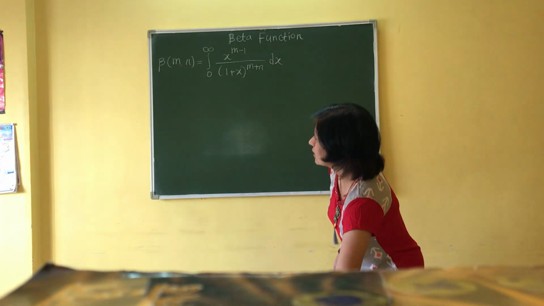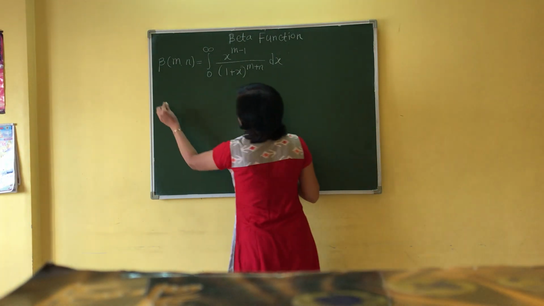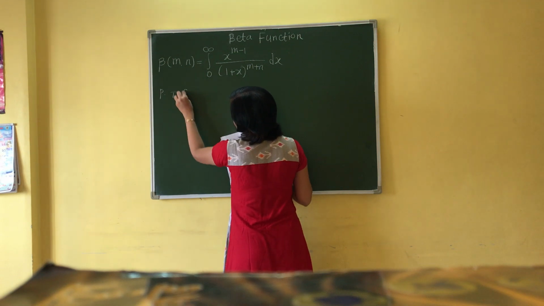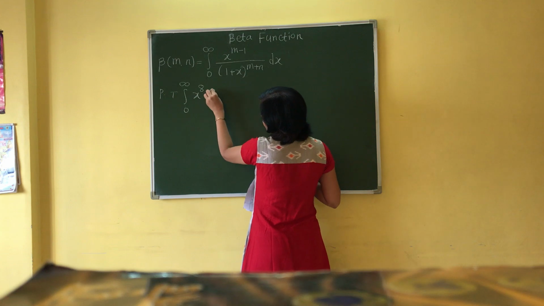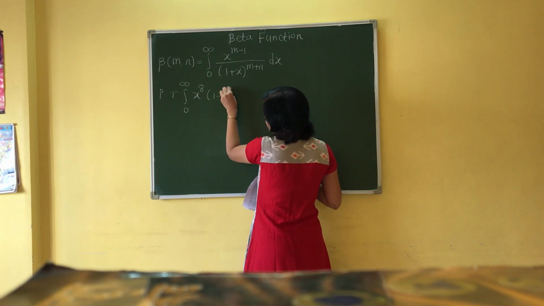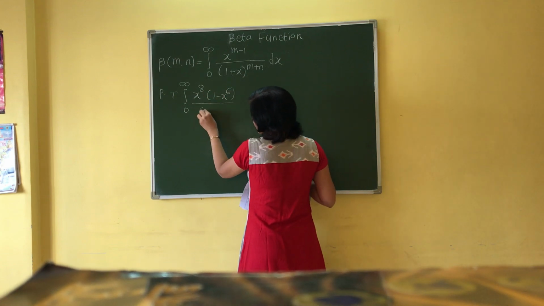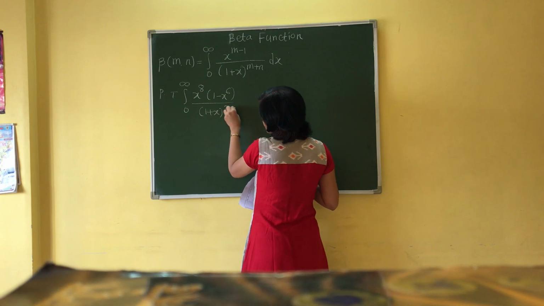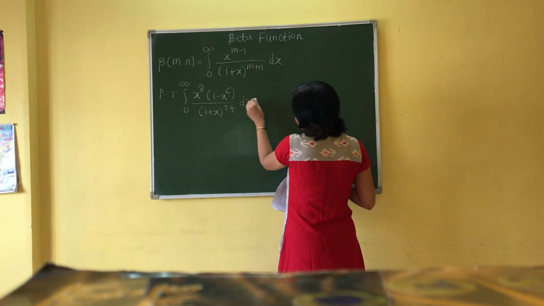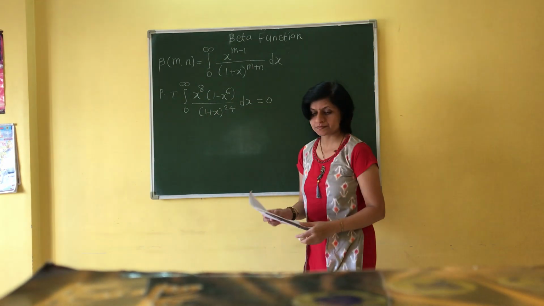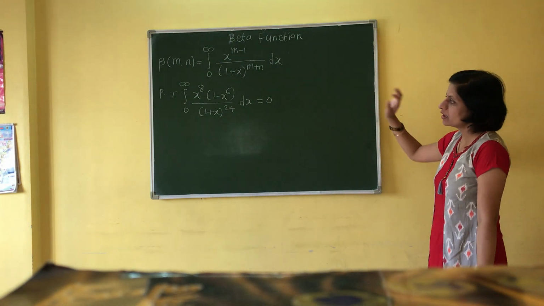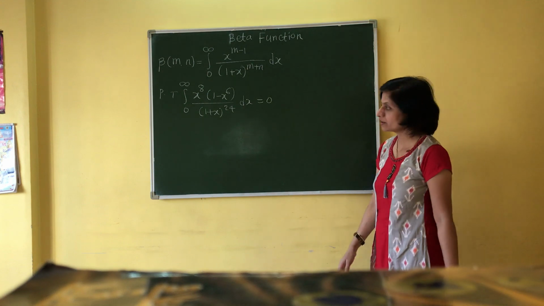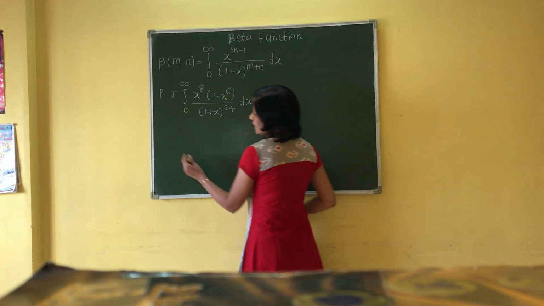Examples of this property: prove that integration from 0 to infinity x raised to 8 in bracket 1 minus x raised to 6 upon 1 plus x raised to 24 dx is equal to 0. To solve this definite integral by using the above property, first consider LHS.